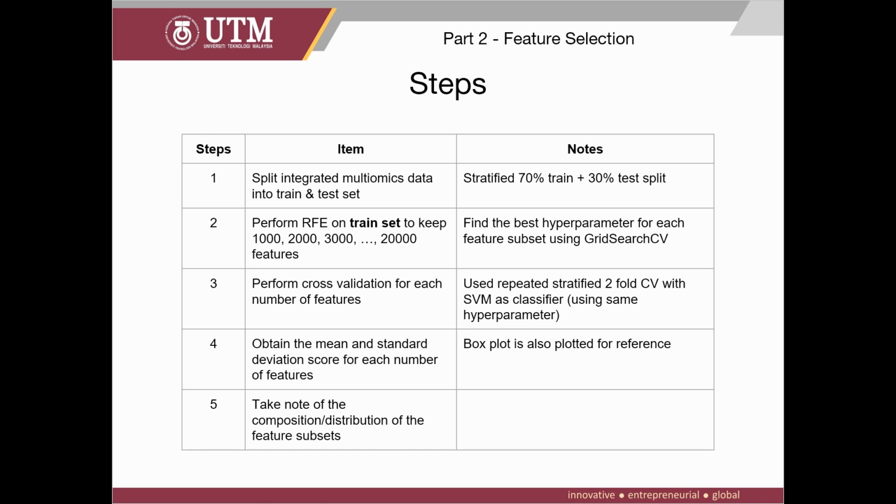After performing the cross-validation for each number of features, I have obtained the mean and the standard deviation score for the box plot. I have plotted this box plot just for reference for their accuracy based on each number of feature subset. And at the end of the feature selection process, I have recorded the composition or the distribution of the feature subsets for different types of omics. For example, the distribution of the gene expression, DNA methylation, and the miRNA.